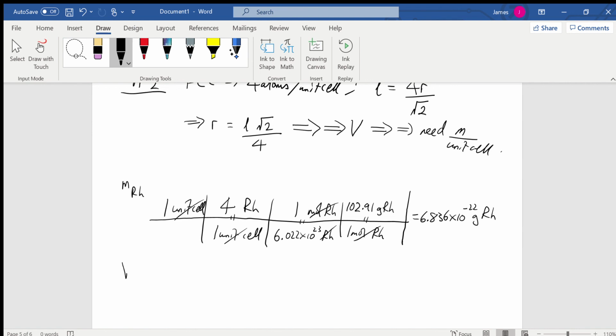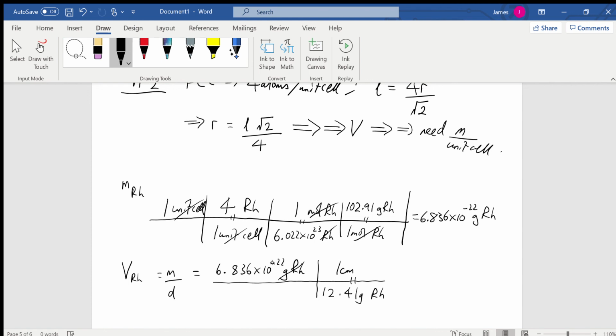Let's look at the volume of rhodium in a unit cell. Well, the volume is just the mass over the density. I was given the density, I now have the mass. So the mass I calculated is 6.836 by 10 to the negative 22 gram of rhodium. And now I can use my density. I know that gram of rhodium has to go down here, and my density gives me 12.41 gram of rhodium, and that's equal to 1 centimeter cubed of rhodium sample. So that gives me a volume in centimeter cubed, which is 5.508 by 10 to the negative 23 cubic centimeters of rhodium. Alright, we're cooking.